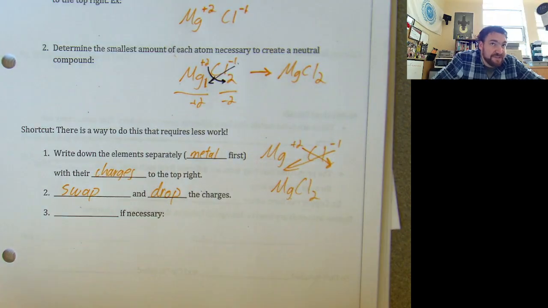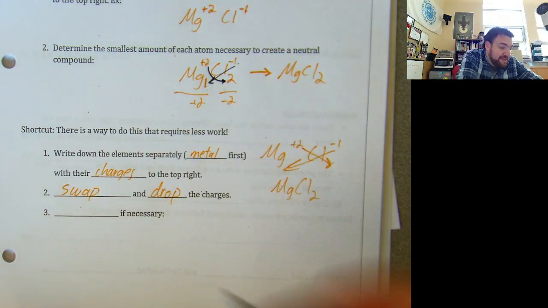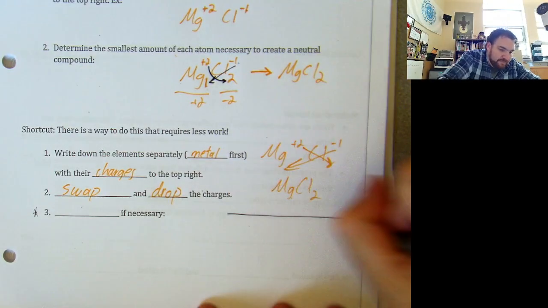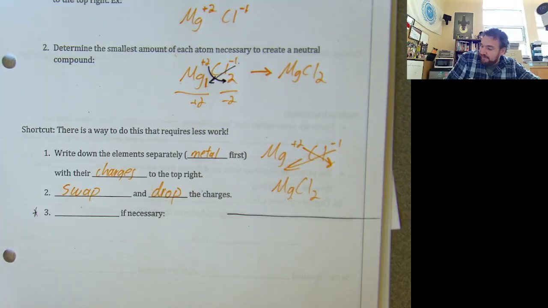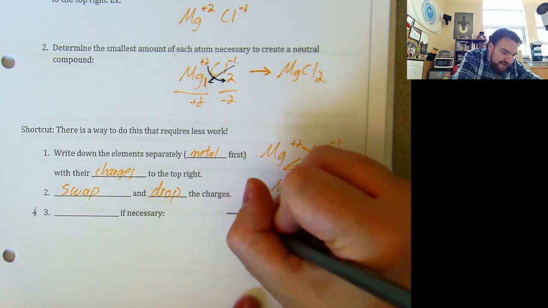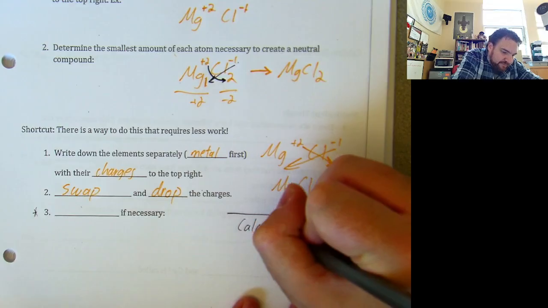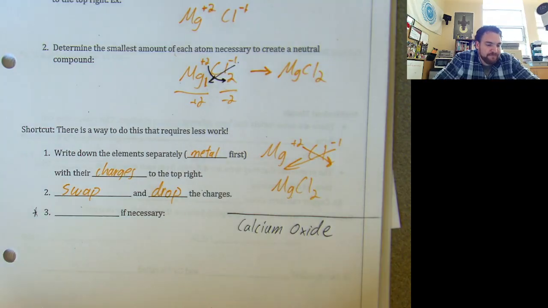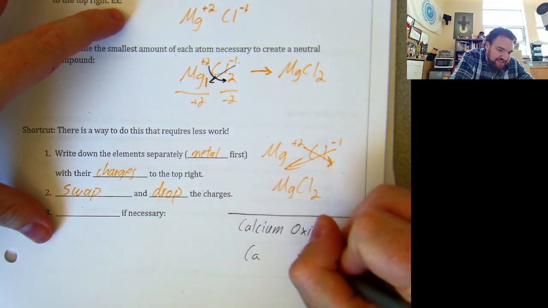Let's do another example of the same kind of thing because there's another step here, something to be aware of if you're going to take advantage of the shortcut. The other example I want to do with you is this guy here. Let's look at calcium oxide. If you were going to make calcium oxide, let's go through the steps. We've got Ca, we've got O.